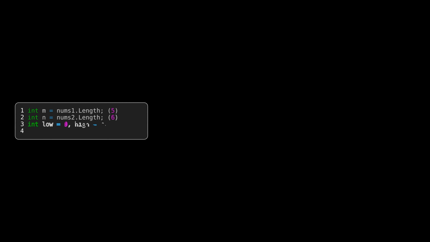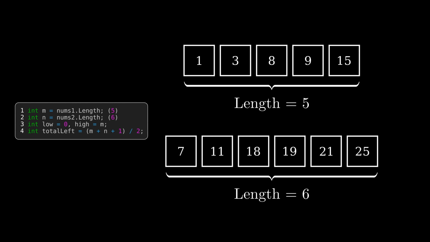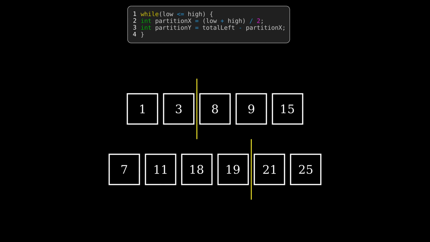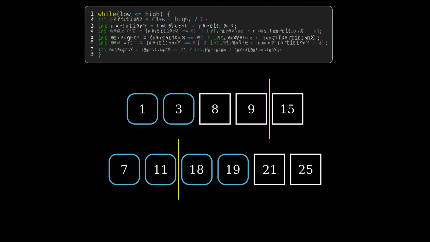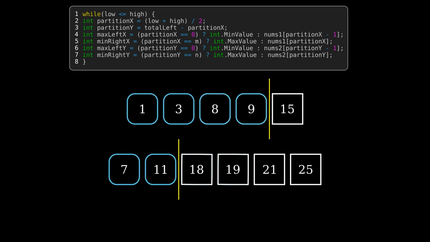First, set up the following. M and N, lengths of the arrays. Low and high, the binary search range. Total left, how many elements should be on the left partition? Define the left and right sides using partition X and partition Y. We need to use the elements on both sides of the partition line, so we define max left and min right for that. The total left value ensures there's enough space for Px and Py to move.